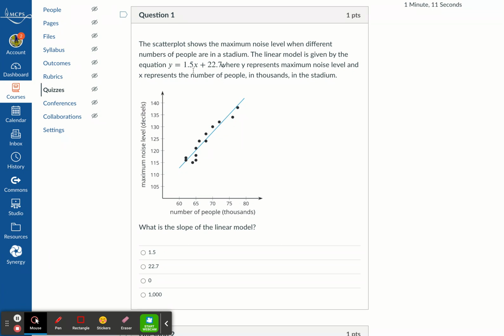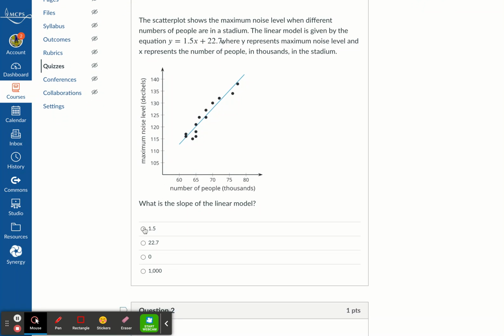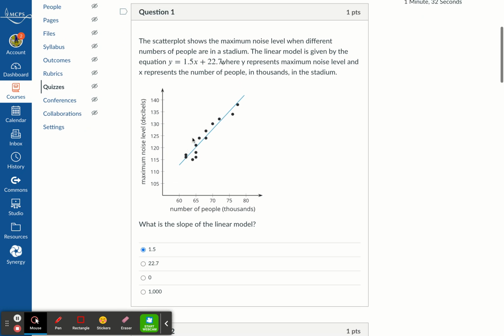So here we can find the slope just by looking at the equation. Remember, when an equation is in slope-intercept form, it's y equals mx plus b, and m is the slope. So if we look at the equation, the m here, the number being multiplied by x, is 1.5, and so I can tell that the slope is just 1.5. This 22.7, that's your y-intercept.